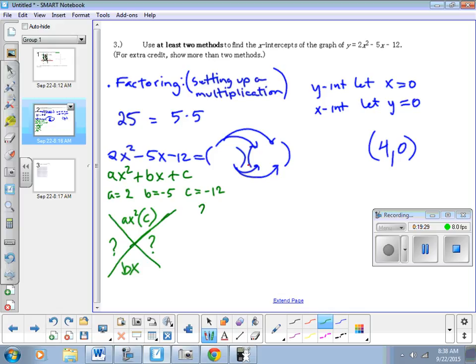So the two question marks, let me fix that real quick. Question marks have to add to give you the bottom. Does that make sense? And then when you figure out what those two numbers are, the question marks have to multiply to give you the top of the x. That make sense? Yeah. Bottom is the addition, top is the multiplication. Okay. So everybody okay with me so far?